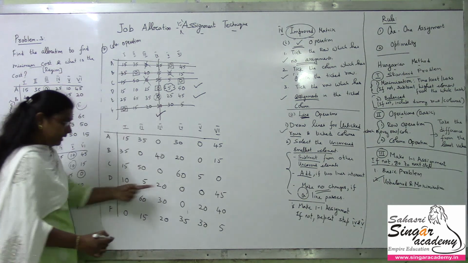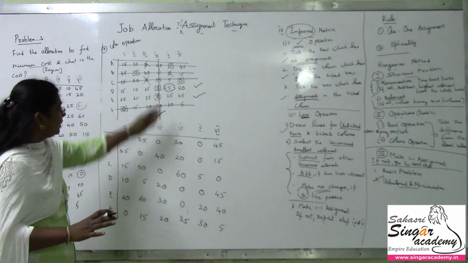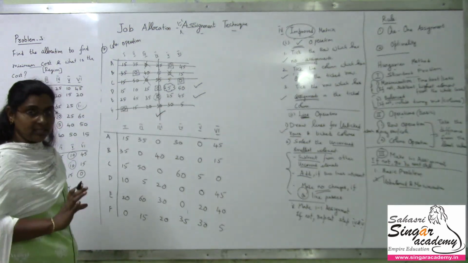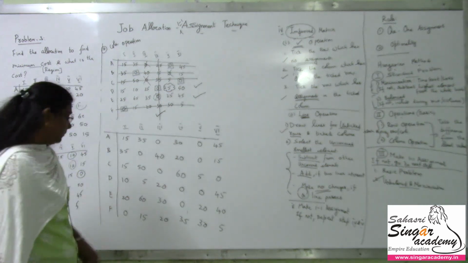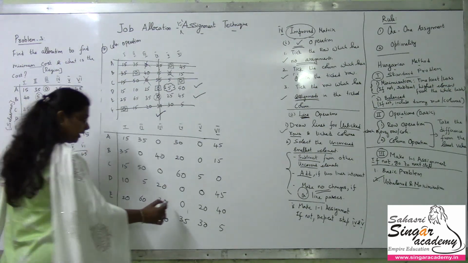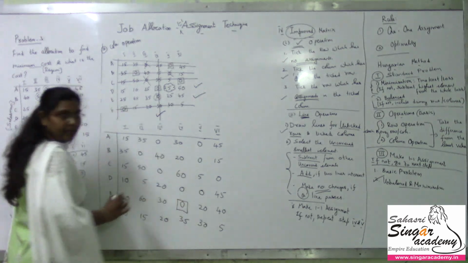Okay. D again has 2 zeros, don't allocate. We know it, but don't assume and change it; there is a chance other changes may come. D has 2 zeros, don't allocate him. E, yes, 1 single 0, now we can allocate him.